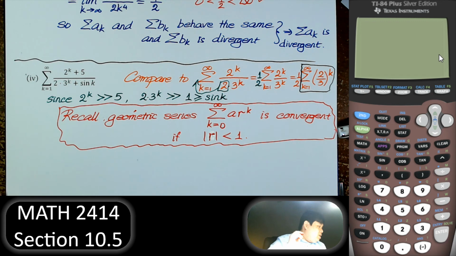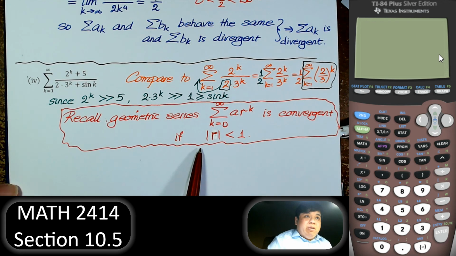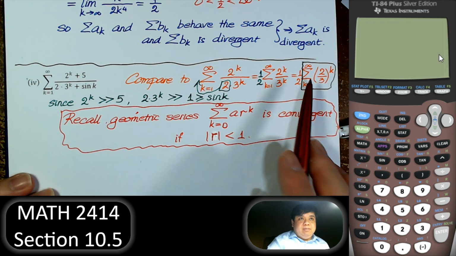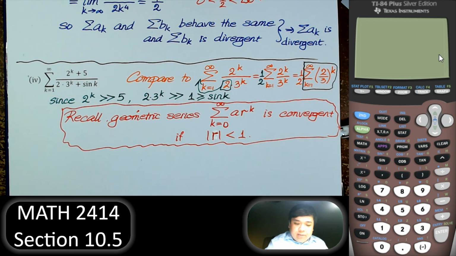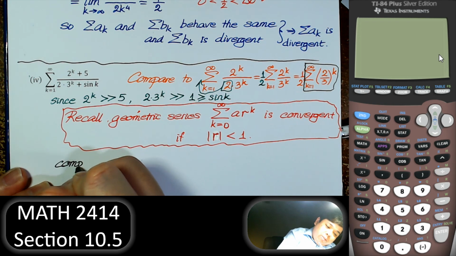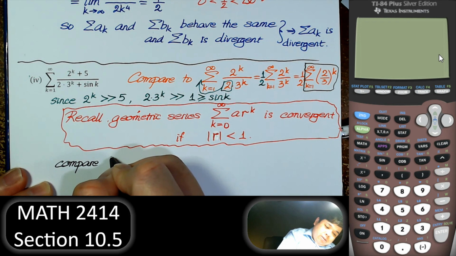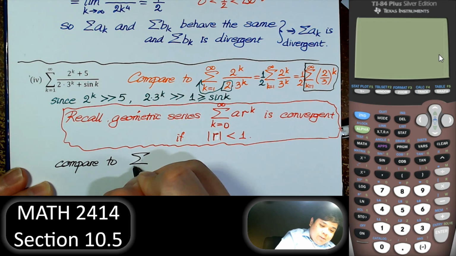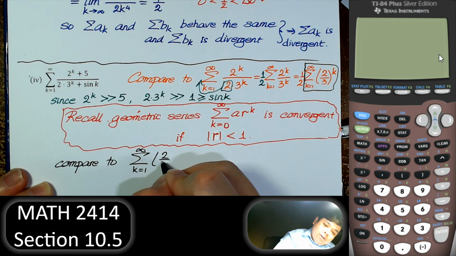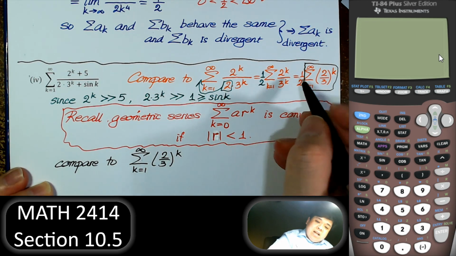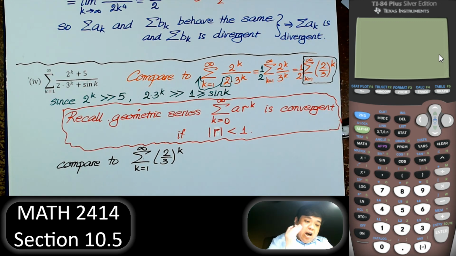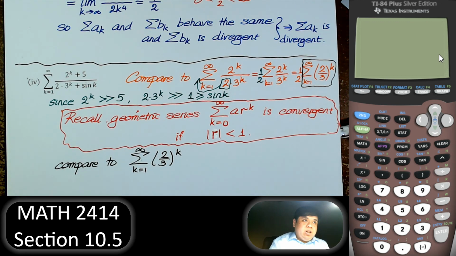What's important here is the ratio. The absolute value of the ratio has to be less than 1, which is the case here. So it's good. Let's properly write it out. So we actually compare to... like I said, I dropped the 1/2. It doesn't matter. So this is a geometric series, not a geometric sequence.